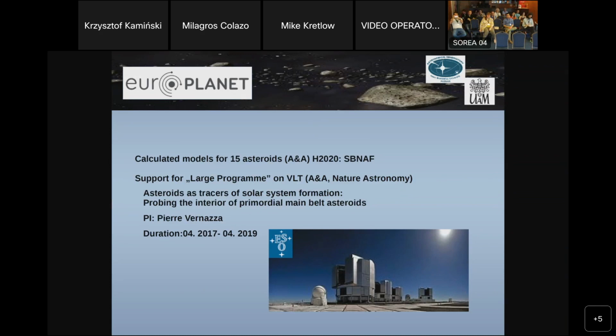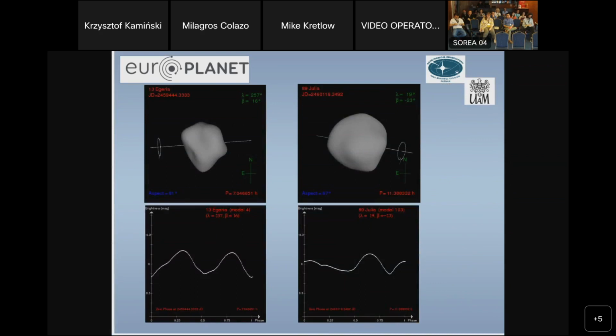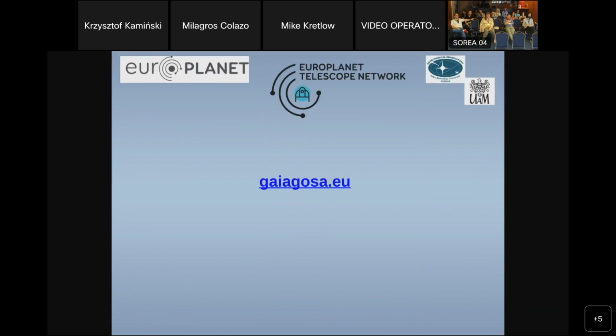So all these projects resulted in several papers published in Astronomy and Astrophysics, Monthly Notices, but also in Nature Astronomy. And of course, the observers are listed as co-authors of these papers. And here is just to show our models produced for the asteroids Egeria and Julia and the synthetic light curves from these produced models. So the service is working really nicely.